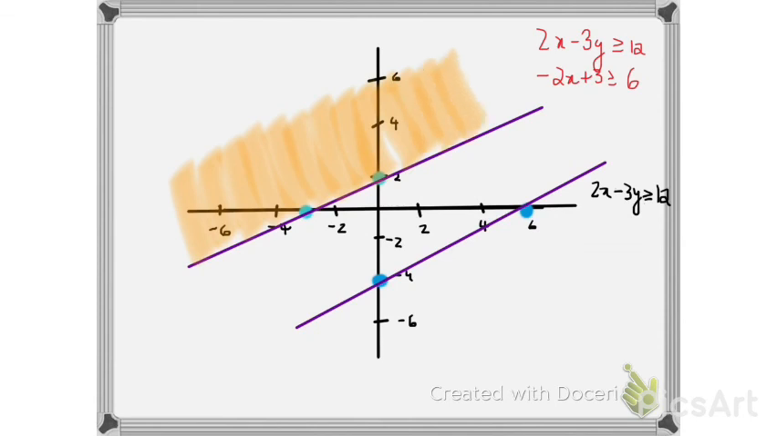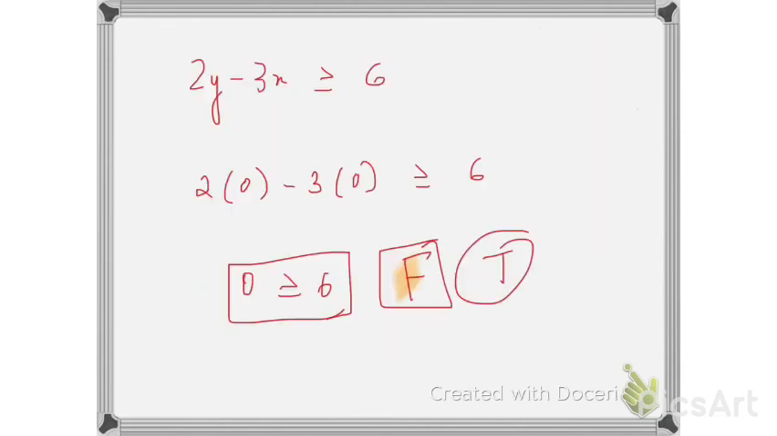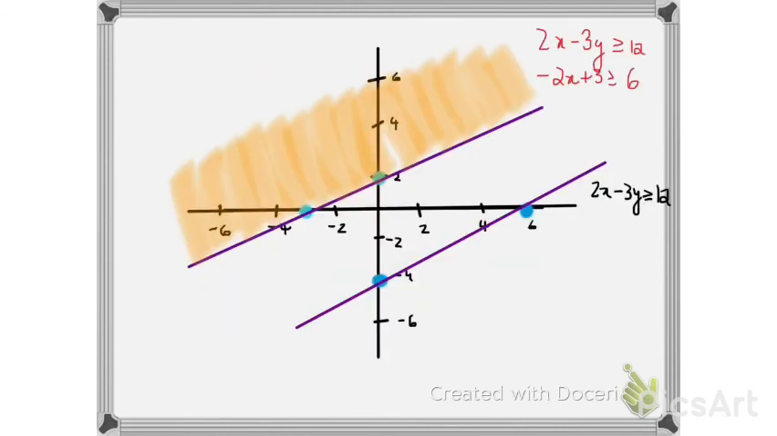So this is that. And then for the second equation as well, we have minus 2 into 0 plus 3 into 0 greater than or equal to 6. This means it's 0 greater than or equal to 6. This is also false. So we shade it away from the region 0. So we shaded this side.